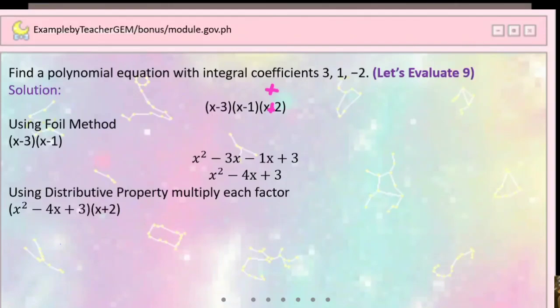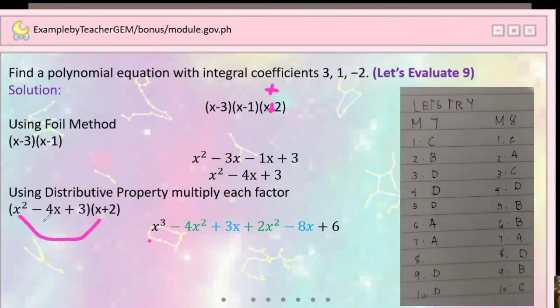So, next natin, naging plus na siya. Using distributive property, multiply each factor naman. So, next natin, si x dito, annotate natin para makita nyo. So, x multiply by x squared, ito siya. Next, si x pa rin, multiply natin kay 4x. Ito po siya. Next, si x natin, multiply natin kay 3x.